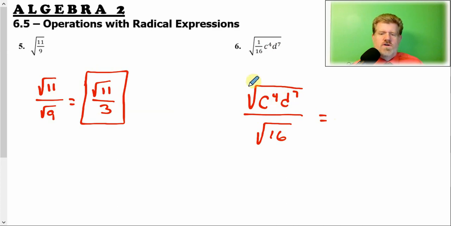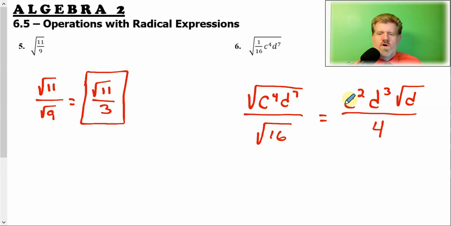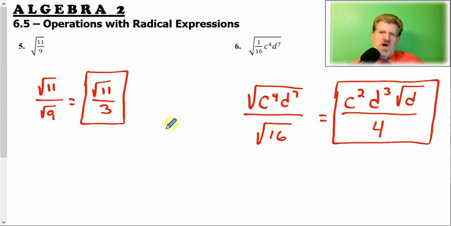It's a square root. 4 divided by 2 goes twice, nothing left over. 7 divided by 2 goes in 3 times, so a d cubed comes out, but a d has to stay, because there's 1 left over, and the square root of 16 is 4. So there is your answer. There's nothing else we can do to simplify that. That is done. All right.